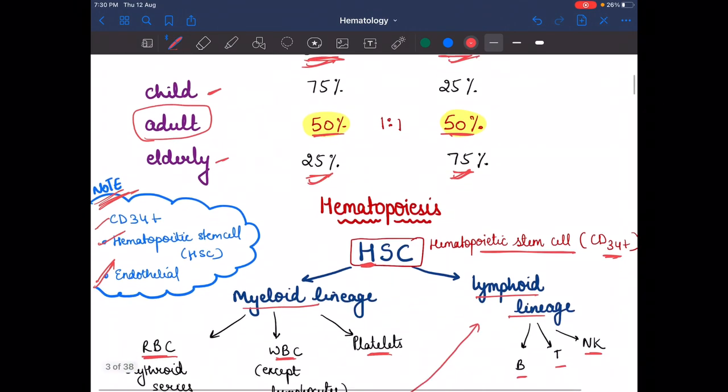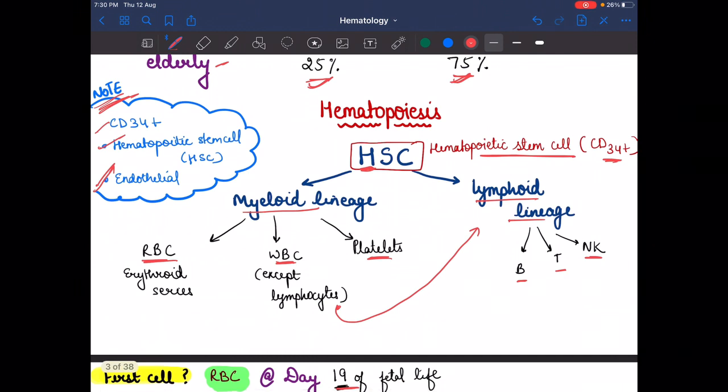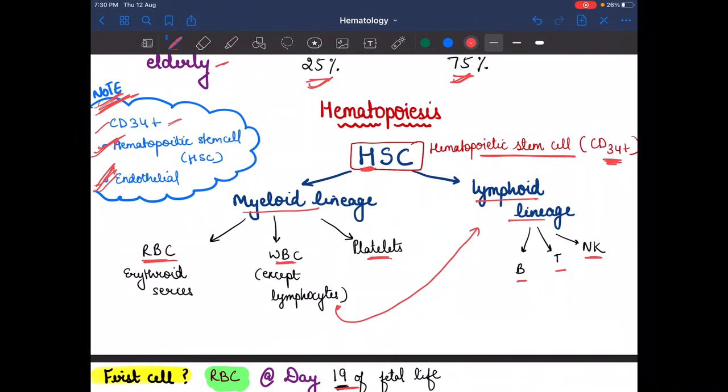Now hematopoiesis, how does hematopoiesis occur? First, the hematopoietic stem cell CD marker is CD34 positive. Here one note: CD34 is the marker for hematopoietic stem cells and also for endothelial cells. So for the marker of endothelial cells, the CD marker is CD34, and for the HSC, that is hematopoietic stem cell, the marker is CD34 positive.